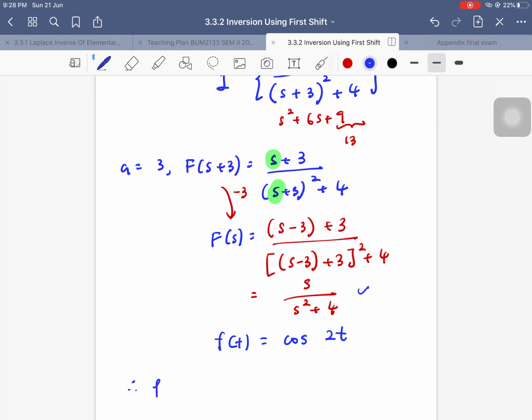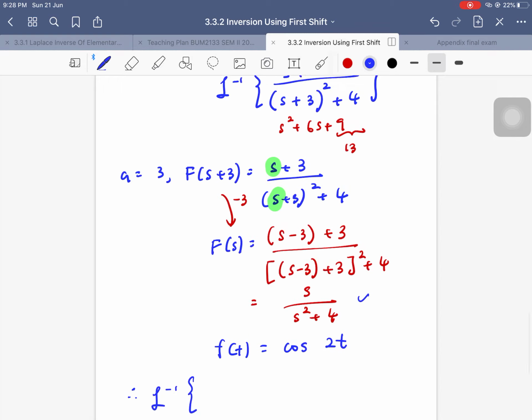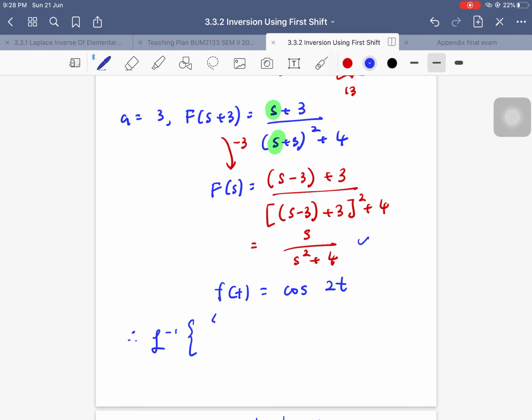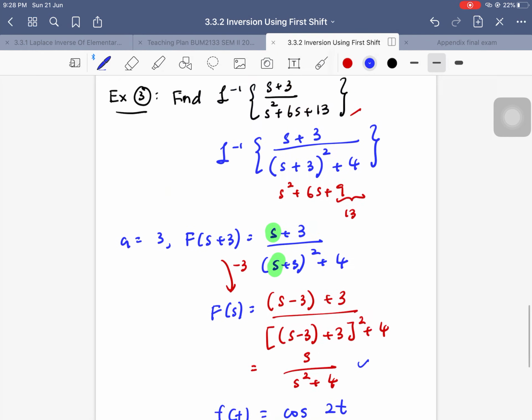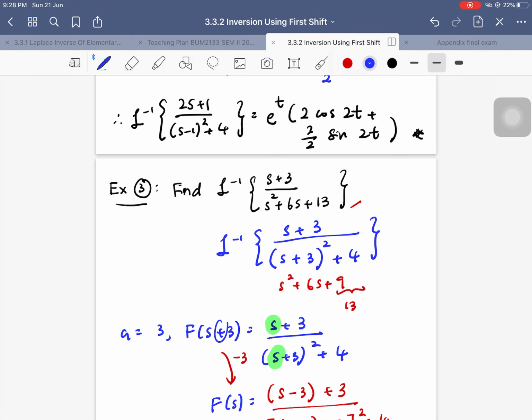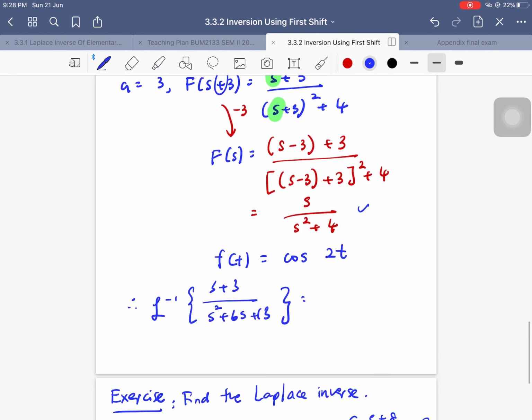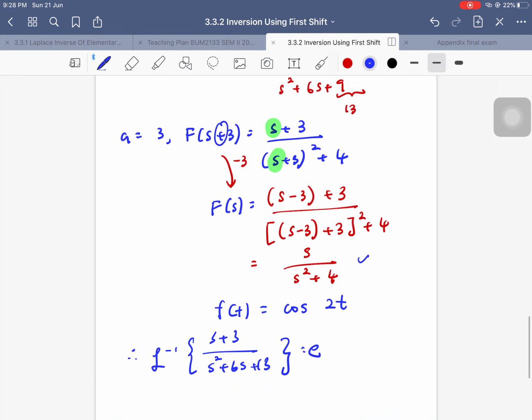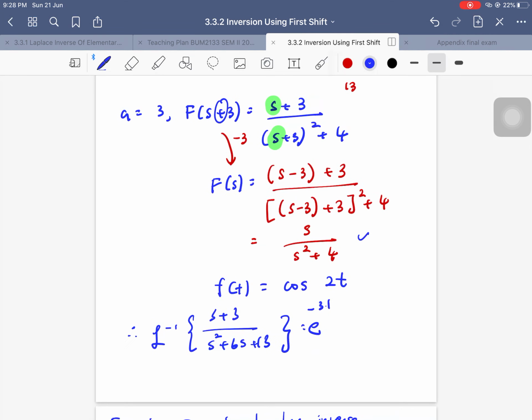So therefore, according to the theorem, Laplace inverse of whatever I had just now, s plus 3 over s squared plus 6s plus 13, right? So here, this is a plus. The exponential is going to be to the power of negative. I'm going to have exponential of negative 3t multiplied by cos of 2t. Alright, so that will be the outcome of this.